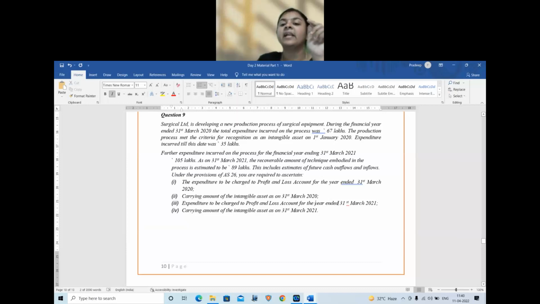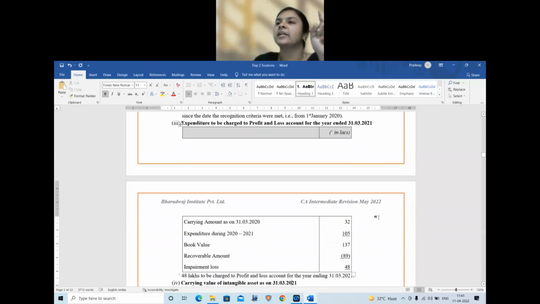Expenditure in P&L for 31st March 2021. So for the next financial year, how much is the total expense incurred? 105 lakhs. So now 105 lakhs is incurred after it met the criteria of intangible. So which means ideally I can recognize the entire amount as expense. However, I should also look at whether there is a future recovery or future economic benefit. So the carrying amount opening balance is 32 lakhs. Add expenses during the year 105 lakhs. So total amount that can be recognized is 137 lakhs.